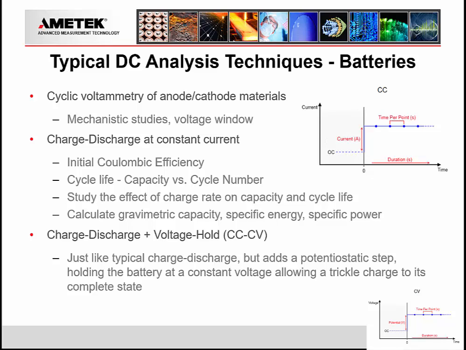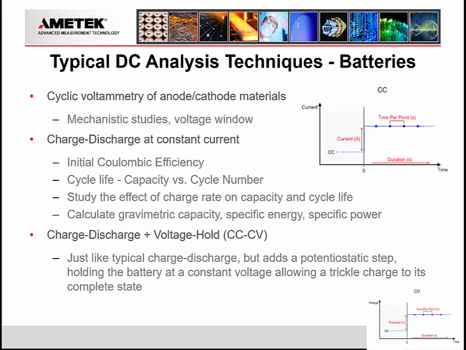So here are some typical DC analysis techniques for batteries in particular. One, cyclic voltammetry, which is probably the most traditional, most fundamental electrochemical test method that we have across the board of electrochemistry. People are specifically using CVs to study anode and cathode materials, and we'll show some data on the next slide. And as we look at mechanistic studies, we really identify the voltage window that we're going to use for our charge-discharge experiments.